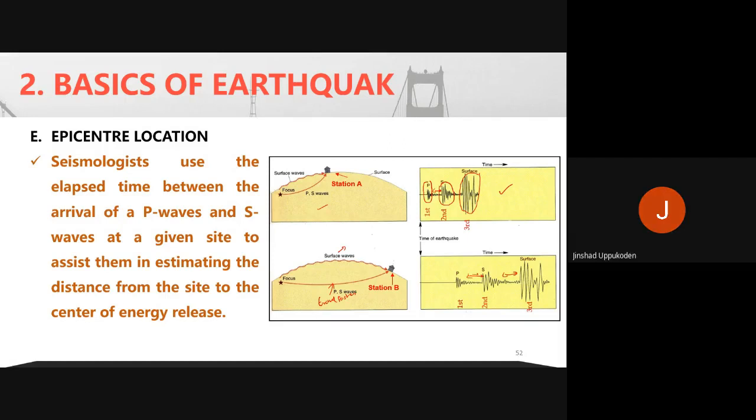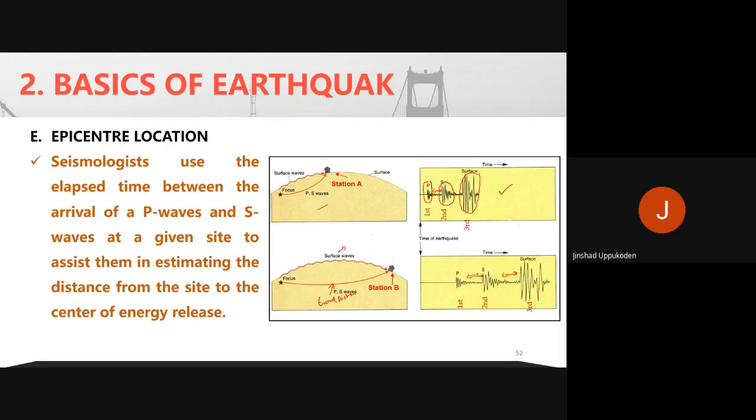Which comes first at a site? That will be the P waves. The disturbance will come first. A few displacements will show, indicating the P waves. Then after a small instant of time, another wave will come. That will be the S waves. Then after a small interval of time, the actual heavy waves will come.